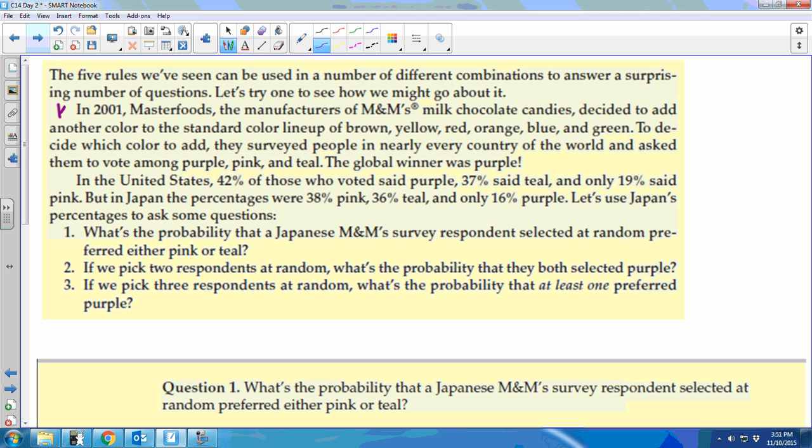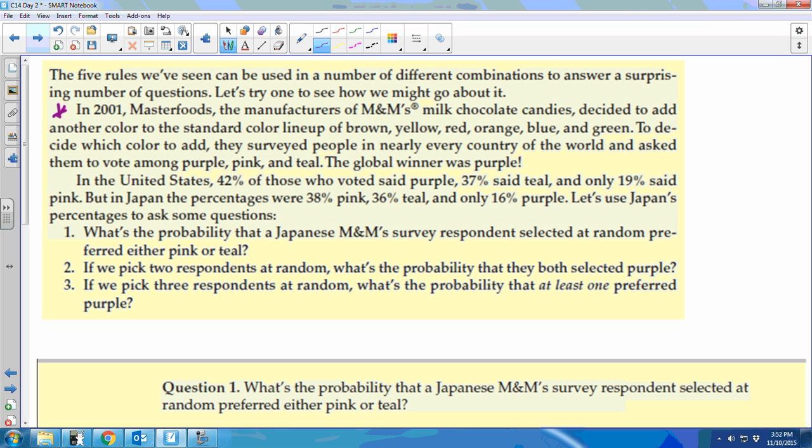In 2001, Master Foods, the manufacturers of M&M's milk chocolate candies, decided to add another color to the standard color lineup of brown, yellow, red, orange, blue, and green. To decide which color to add, they surveyed people in nearly every country of the world and asked them to vote among purple, pink, and teal. And the global winner was purple.